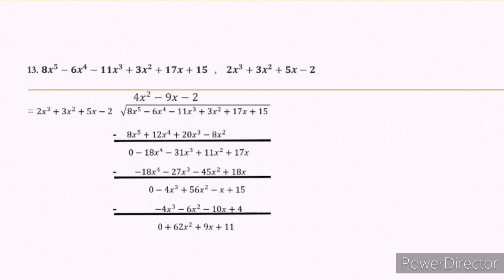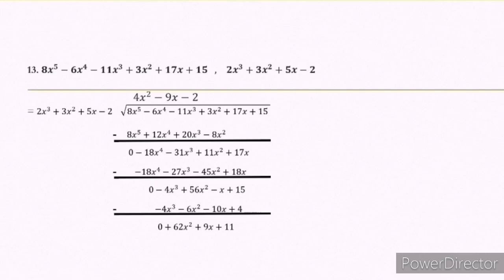Then subtract negative 18x raised to 4 minus 31x cubed plus 11x squared plus 17x plus 15. Subtract 18x raised to 4 minus 27x cubed minus 45x squared plus 18x is equal to 0 minus 4x cubed plus 56x squared minus x plus 15.